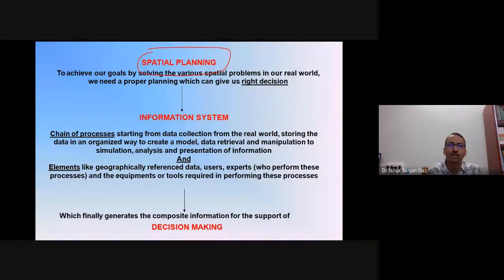And how are you planning? It is a chain of processes. Planning is a chain of processes, starting from data collection from the real world, storing the data in an organized way to create a model, then data retrieval, accessing and manipulation, to simulation, analysis, and finally presentation in the form of information. Data is not equal to information. Information is derived from the raw data. And the right and the best information helps you take the right decision. And this chain of processes, how you are performing, I will give another large scale example.